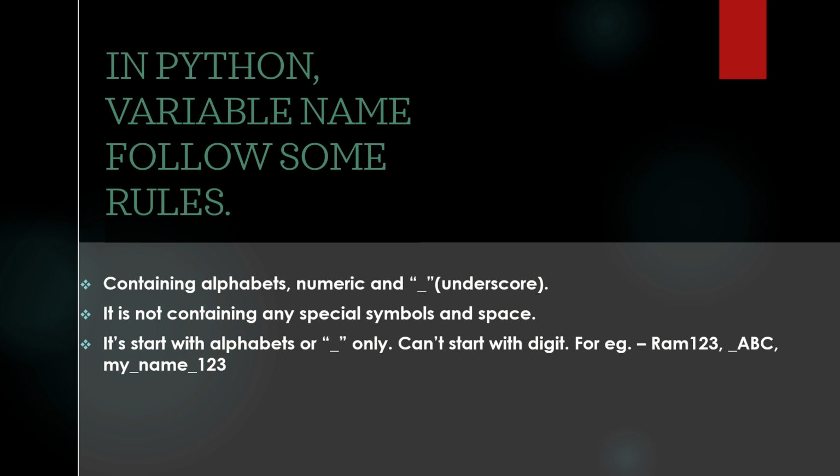For example, there are some examples of good naming convention for a Python variable, like ram123, _abc, my_name_123. Or there are some wrong naming conventions for a Python variable, like 123ram. It starts with a digit, so we can't follow this. Second, ram 123. It contains a space, so we also can't use this. Third, my-address contains a special symbol, so we can't use this.